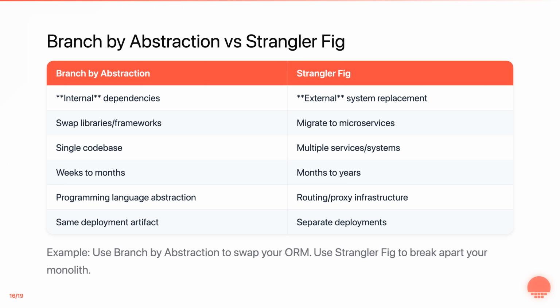Let's be crystal clear about when to use which pattern. Branch by abstraction lives inside your codebase. You're replacing libraries, frameworks, internal dependencies. Everything stays in one deployment. Strangler Fig operates at the system boundary, routing traffic between old and new services, gradually carving out functionality into separate deployments. Think of it this way: swapping Sequelize for Prisma, branch by abstraction. Extracting your payments module into its own microservice? That's Strangler Fig territory. Different tools, different scales, different architectural problems.